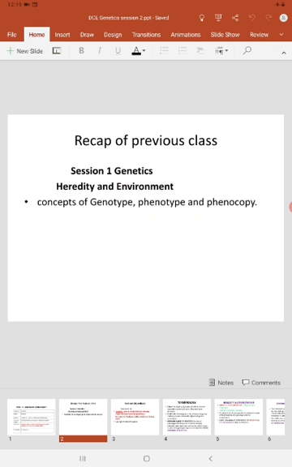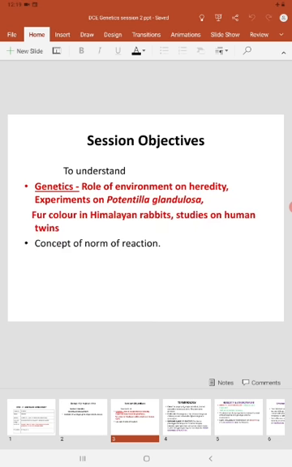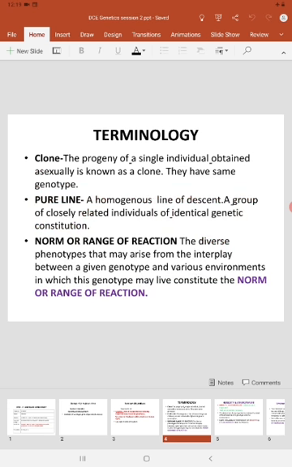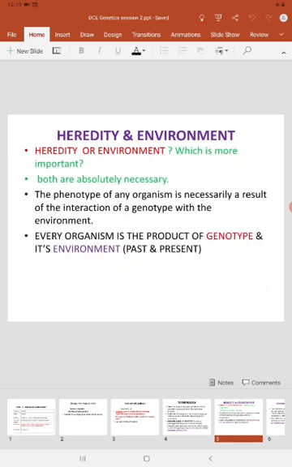In the first session, we learnt about the concept of genotype, phenotype and phenocopy, and today we are going to continue with that and learn about the norm of reaction and some experiments on the role of environment and heredity. Terminology: clone, pure line and norm of reaction. Heredity and environment, which is more important?